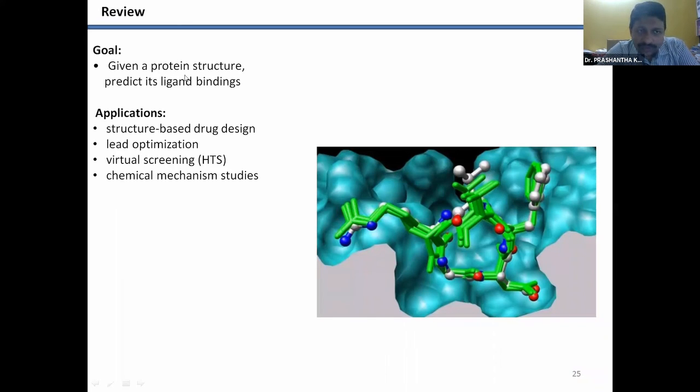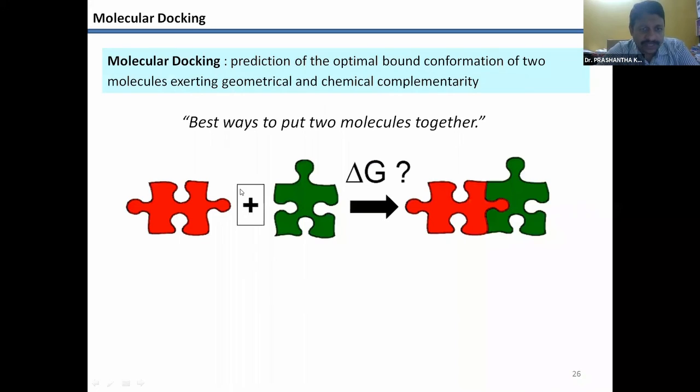So the goal is, given a protein structure, we have to predict its ligand binding site. We can apply this for ligand optimization or lead optimization, structure-based drug designing, virtual screening, high throughput screening, chemical mechanism studies. All those things are some of the applications. When 2 molecules are there, a ligand and a protein, how does the complex look like? What is the energy that is required? That is what we are looking into now.